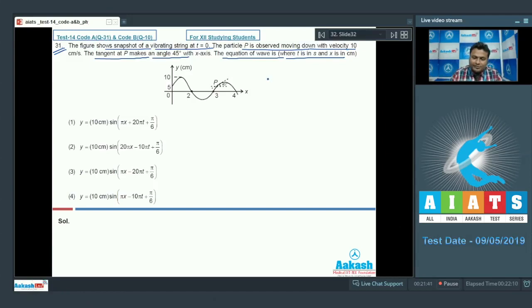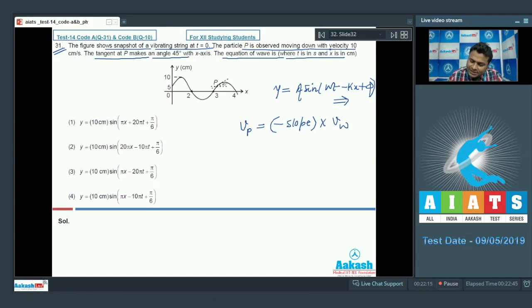Now, the equation of wave can be given as y equals a sin(omega t minus kx plus phi) if the wave is traveling along positive x-axis as shown in figure. Now, velocity of particle we can calculate. Velocity of particle equals minus of slope multiplied by velocity of wave. Velocity of particle given in the question, that is 10.